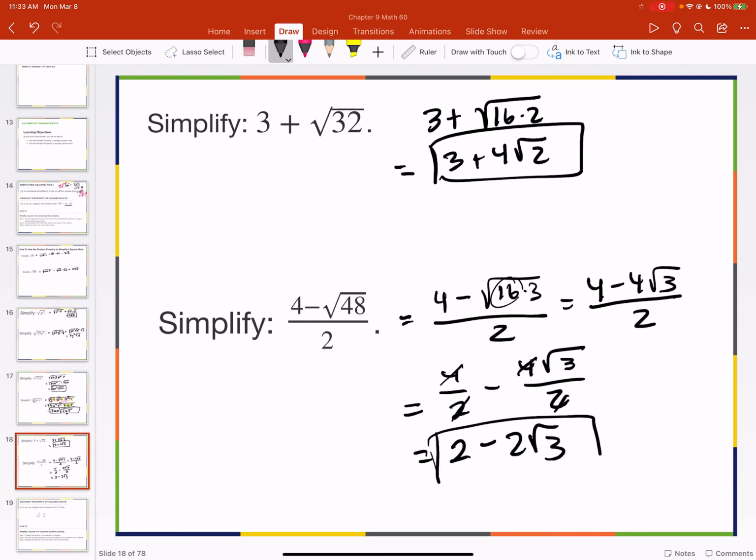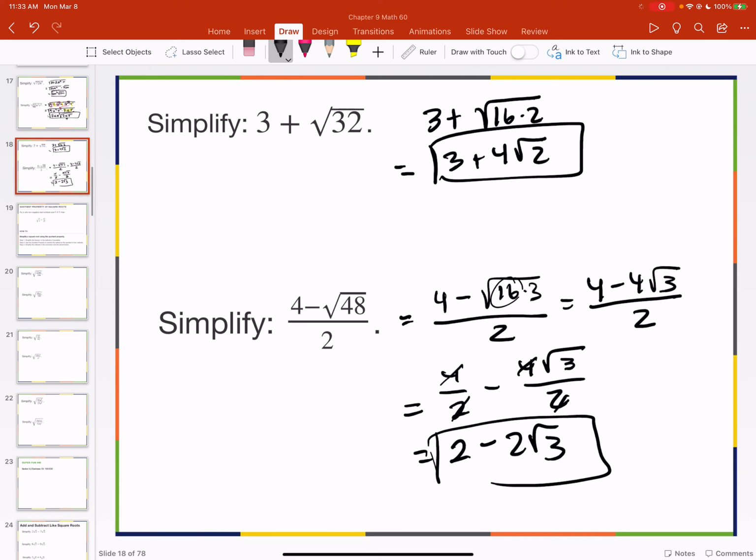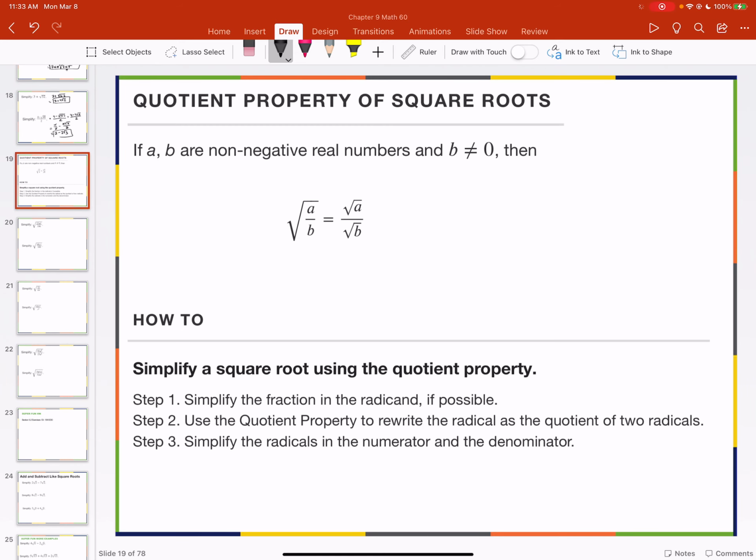And that's it. The last thing we want to go over is the quotient property, which is basically that you can rewrite the square root of a quotient as a quotient of 2 square roots.